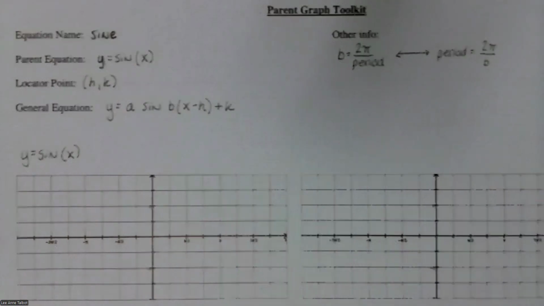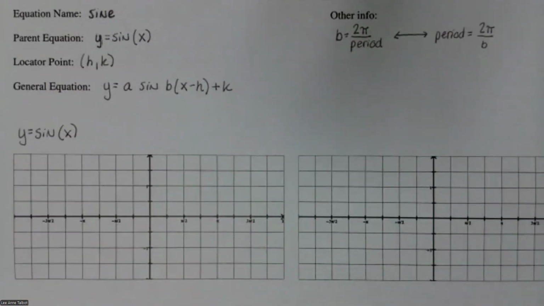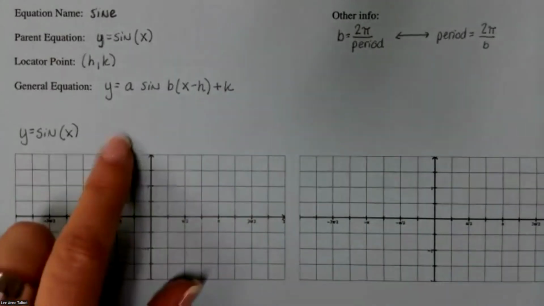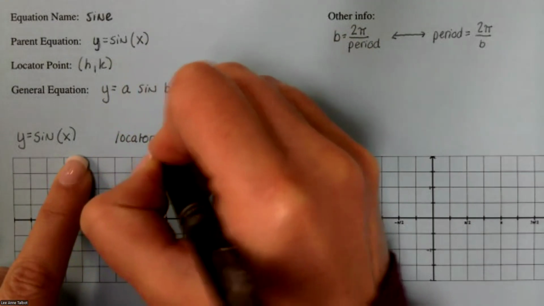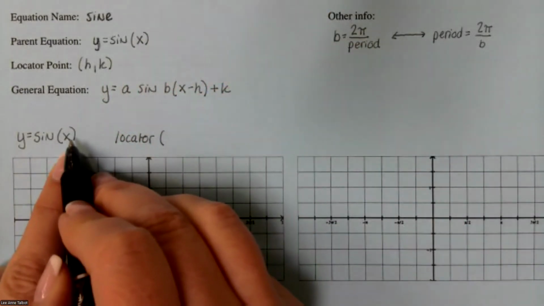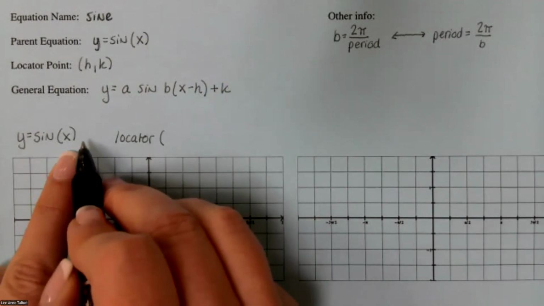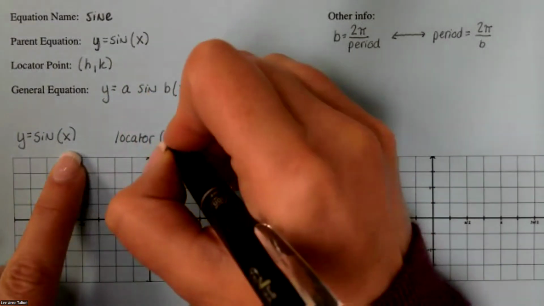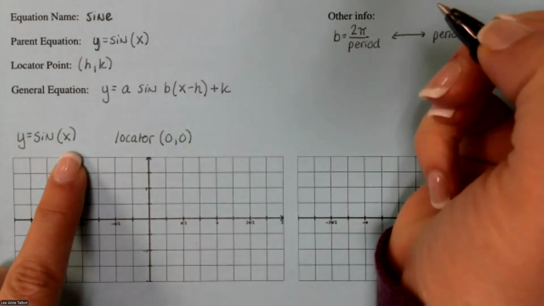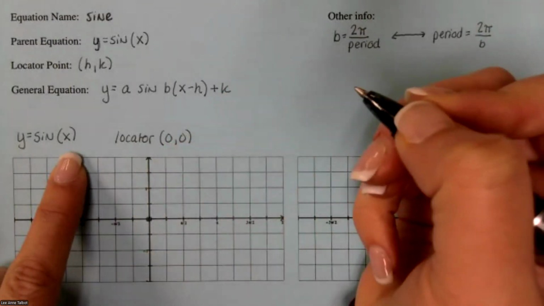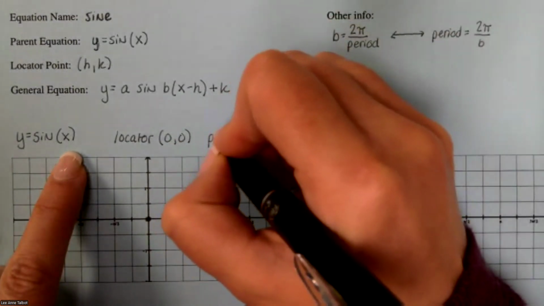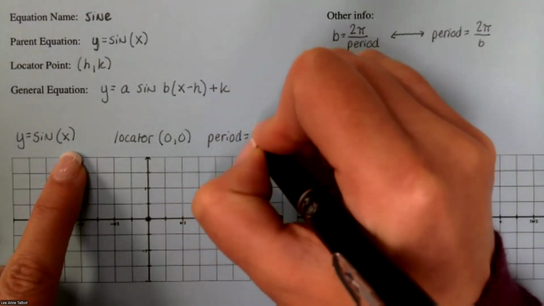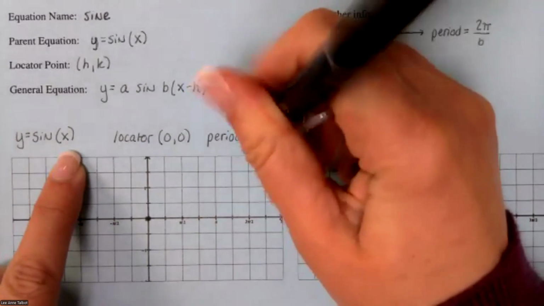Okay, so the first thing we're going to do is graph plain old regular sine. And we're going to state a couple of things about it. So we're going to say the locator point. And do you notice how there's nothing in the parentheses and there's nothing outside the parentheses? So that means my locator point is 0, 0. And the period is 2 pi.